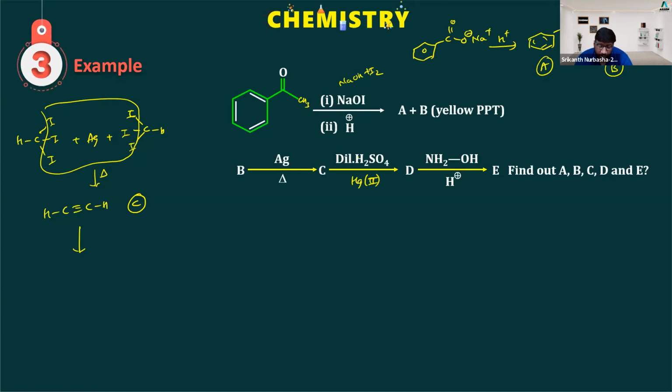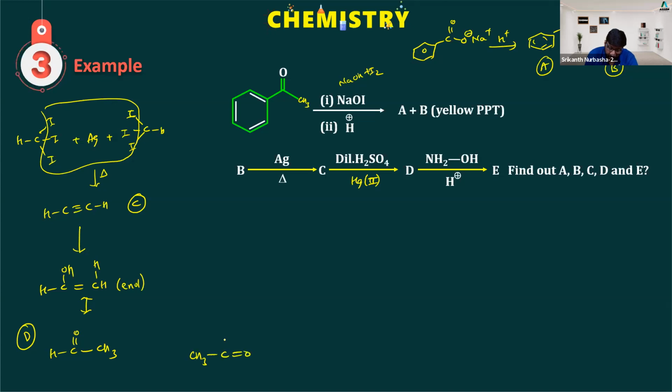Directly water is not going to be added to alkynes. In the acidic medium, we should add some catalyst like mercuric salts. So you will be getting what? HCOH double bond CH. That means water is added. Now if you write the respective enol and keto tautomerism, you will generate CH3 C double bond H. This is nothing but your compound D.